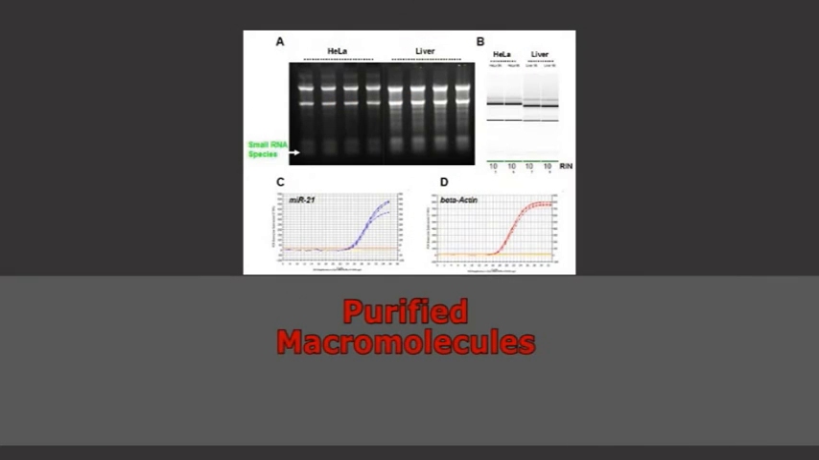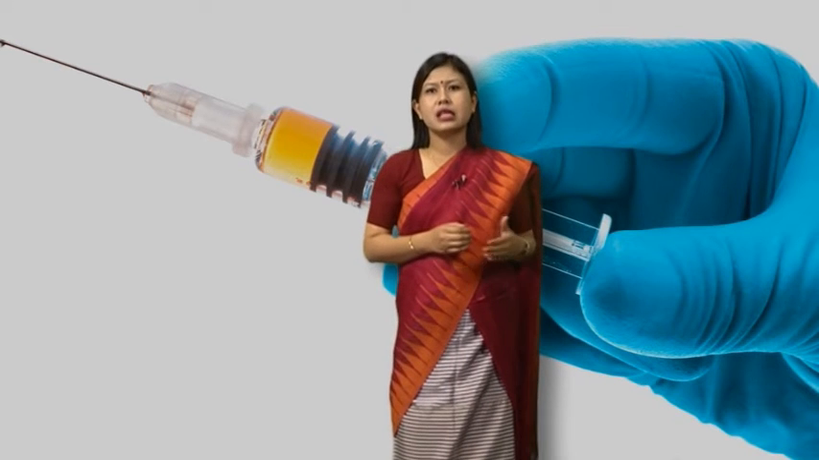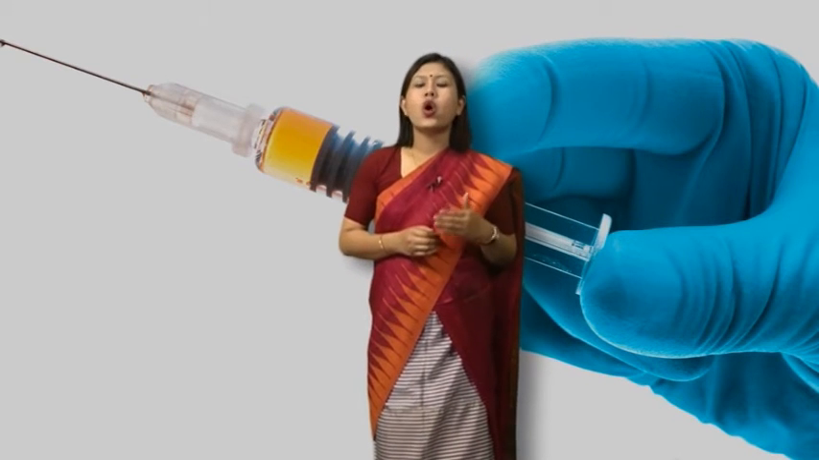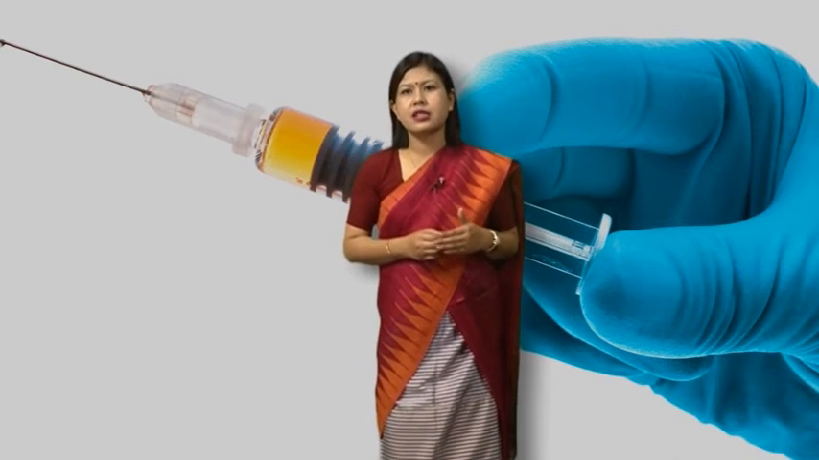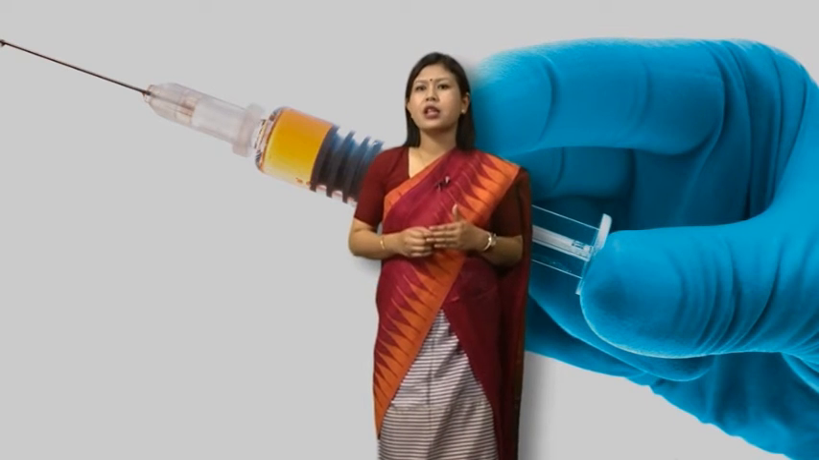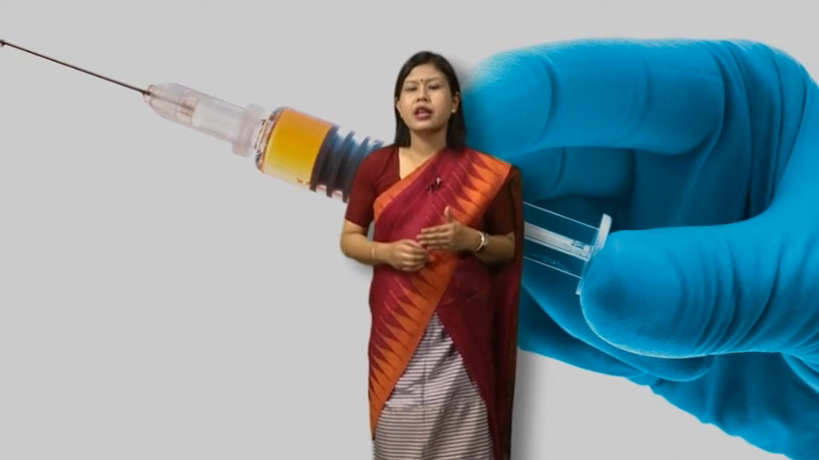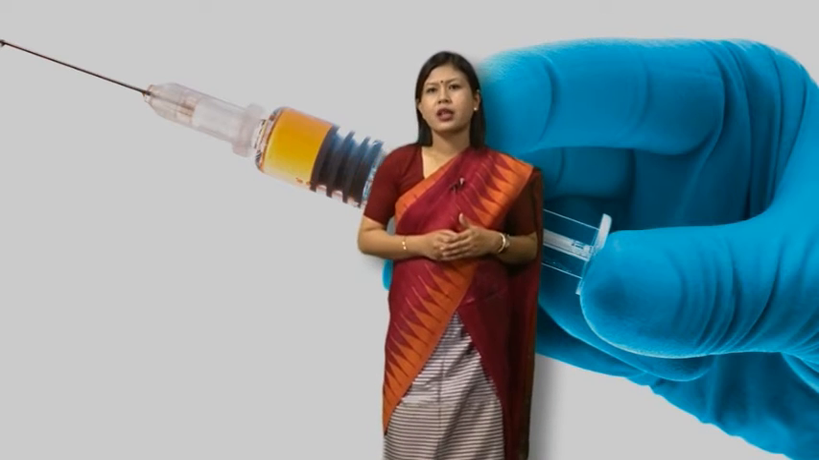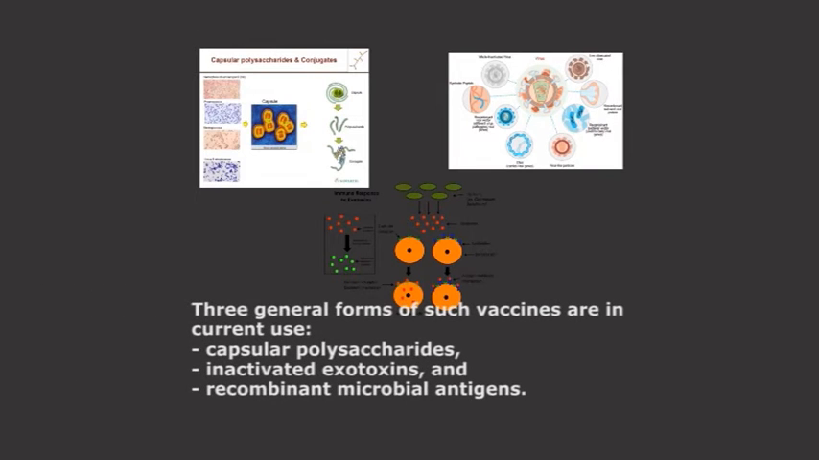Purified macromolecules. Some of the risks associated with attenuated or killed whole organism vaccines can be avoided with vaccines that consist of specific purified macromolecules derived from pathogens. Three general forms of such vaccines are in current use: capsular polysaccharides, inactivated exotoxins, and recombinant microbial antigens.